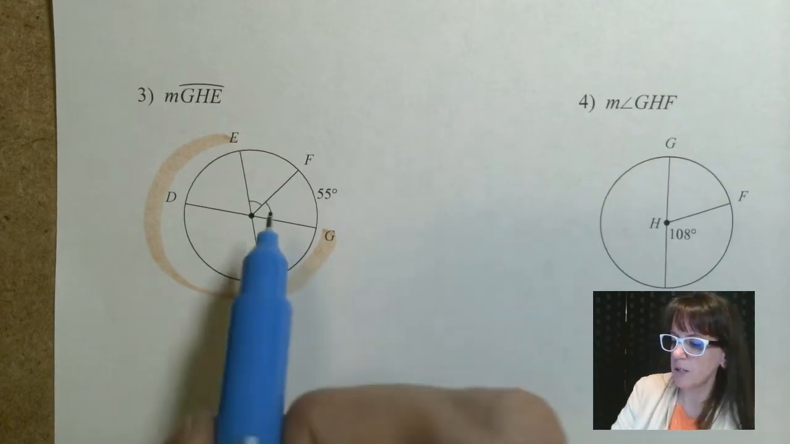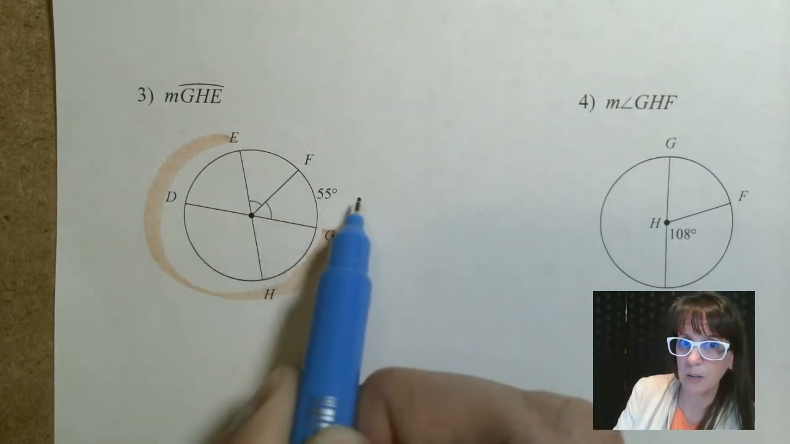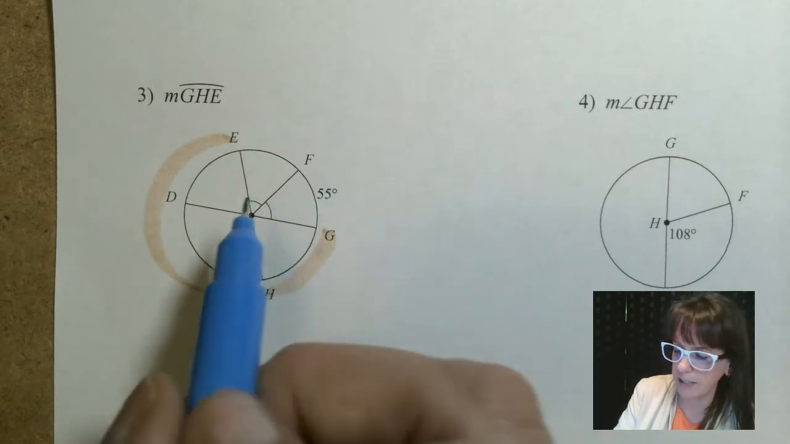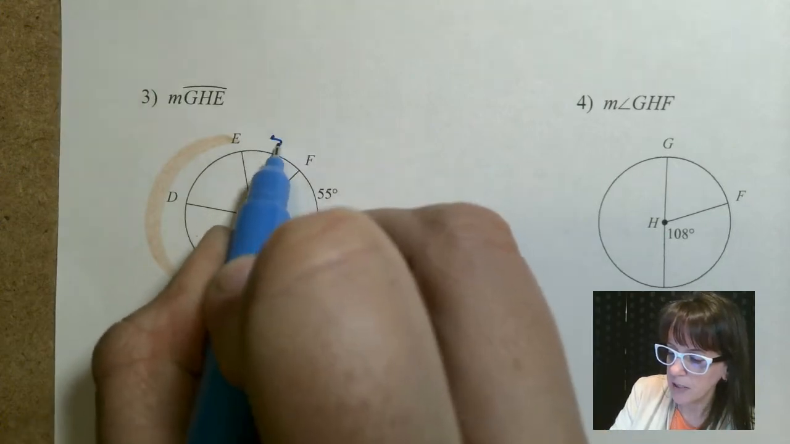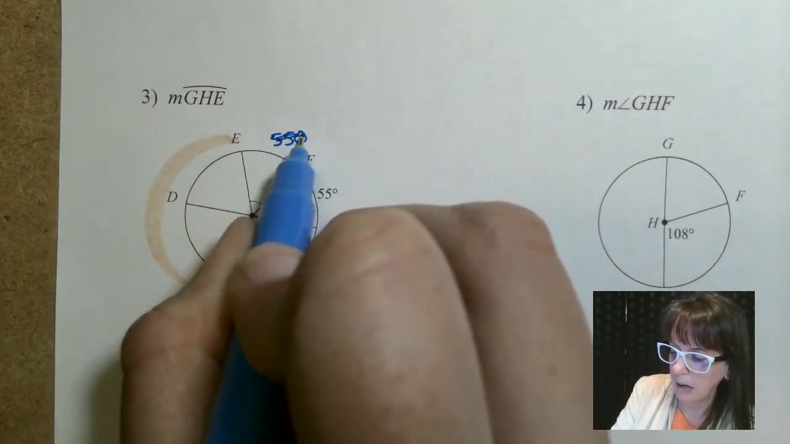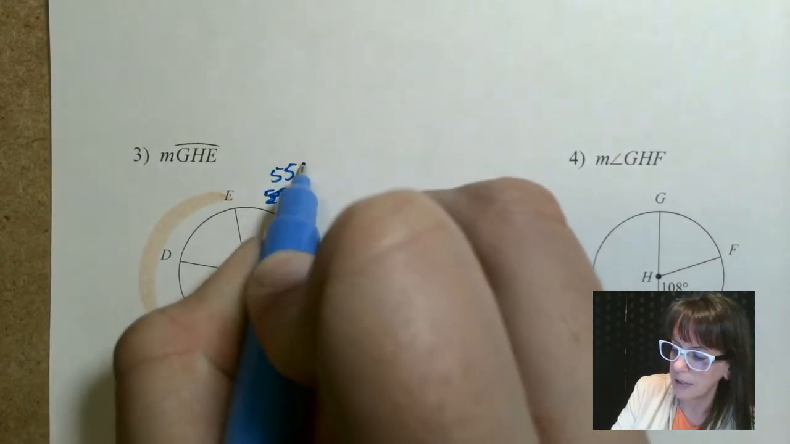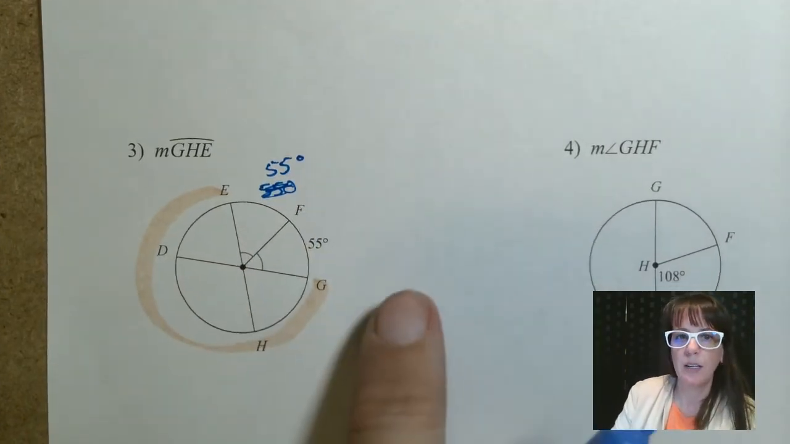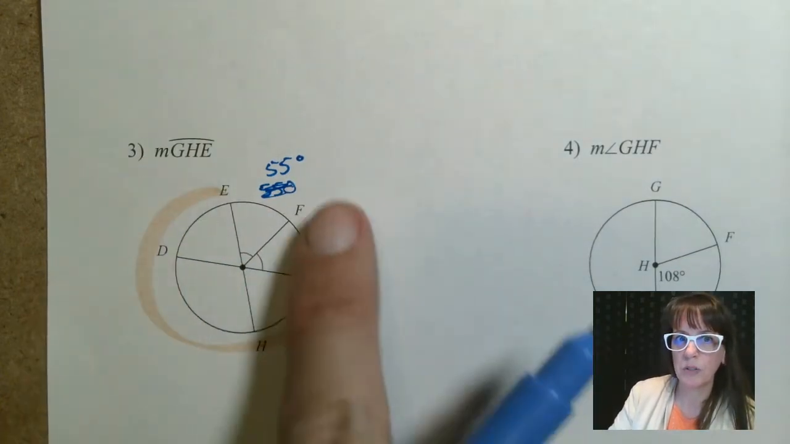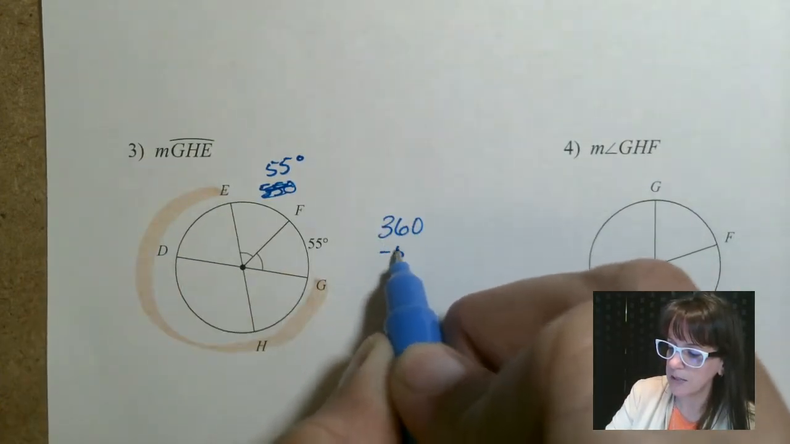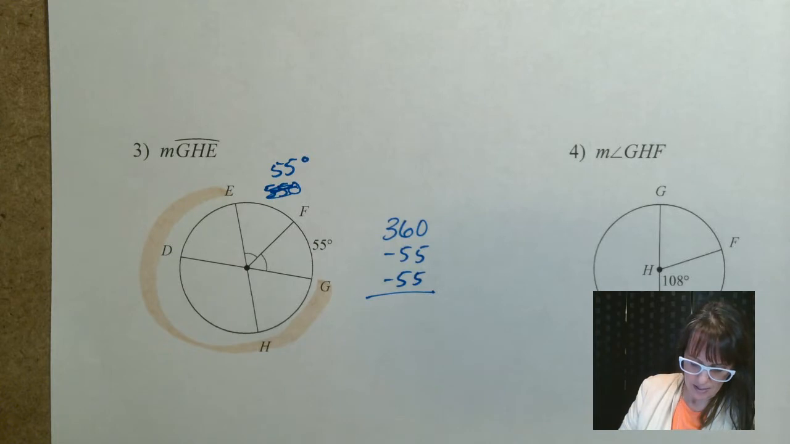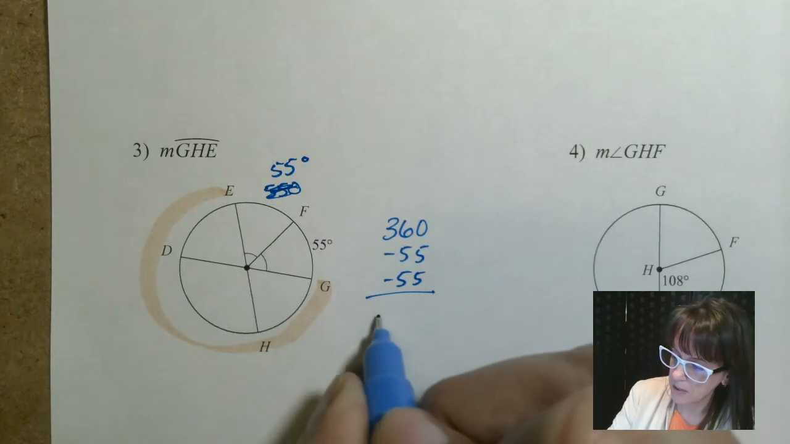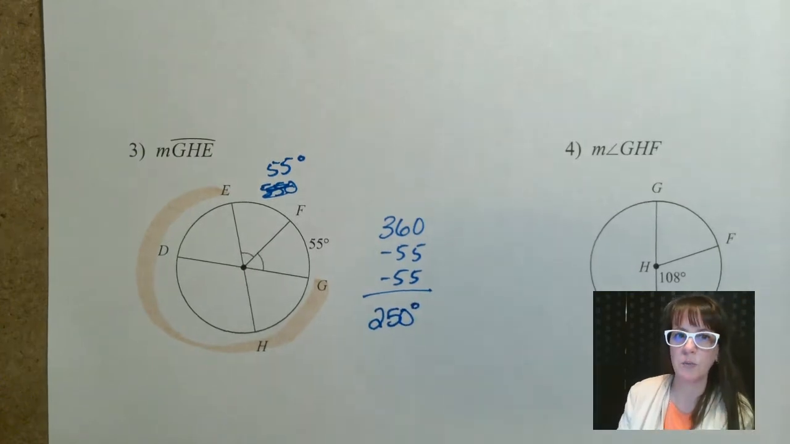Well, the good news is because this one is 55 degrees, this also has to be 55 right in here. This line here indicates that those are congruent, just like the previous one. So this one is also 55 degrees. So this is 55, this is 55. Our whole circle is 360. So if we do 360 minus 55, minus another 55, we end up with 250. So 250 degrees would be that one.